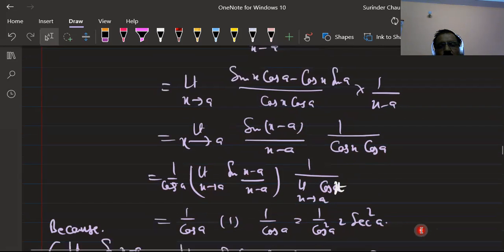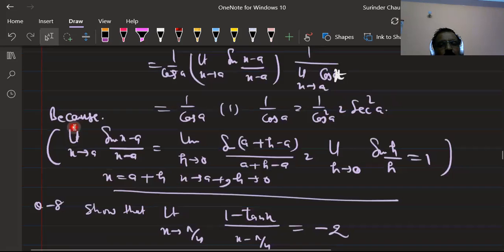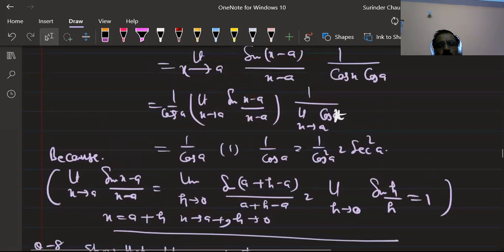So secant square a is the answer. Now the limit as x approaches a of sine of (x minus a) upon (x minus a). Make the substitution x equal to a plus h, as x goes to a, h goes to 0 from the positive side. Limit as h goes to 0 of sine of (a plus h minus a) upon h, where a cancels out, is sine h upon h, which is equal to 1. So the limit is equal to 1.